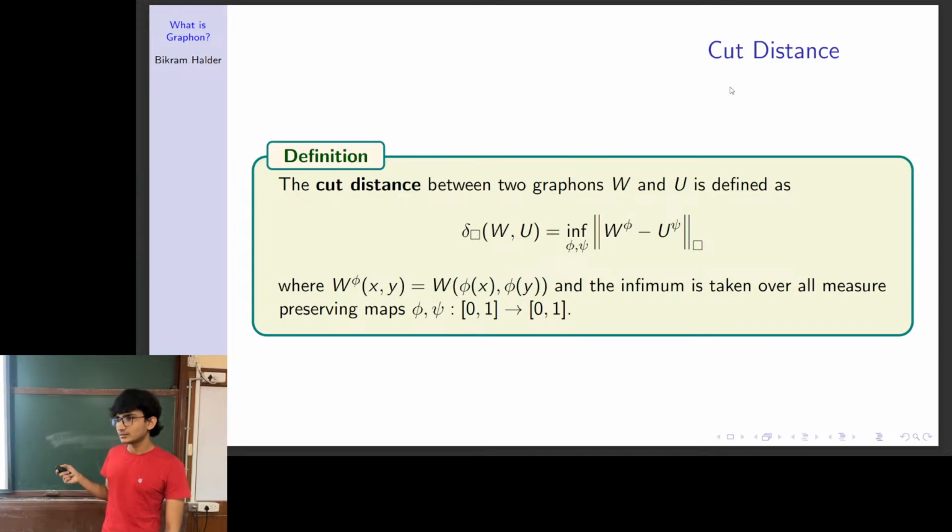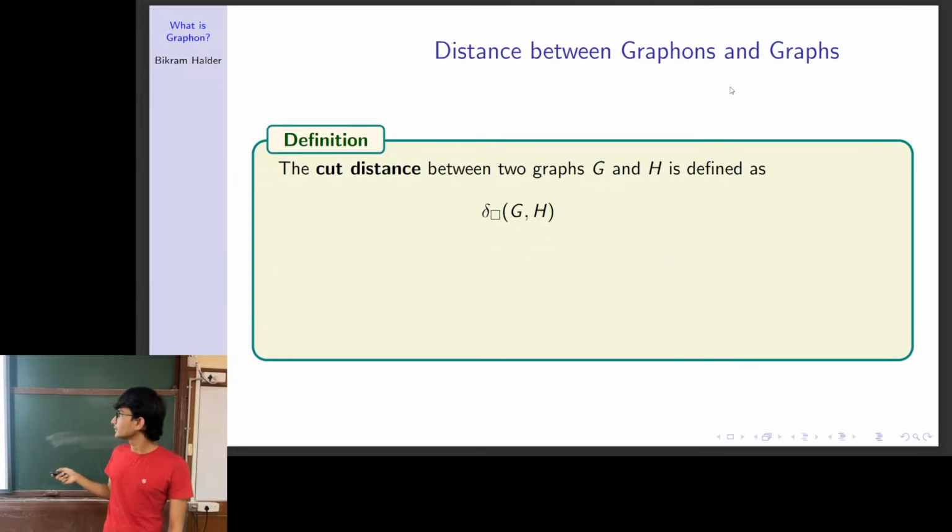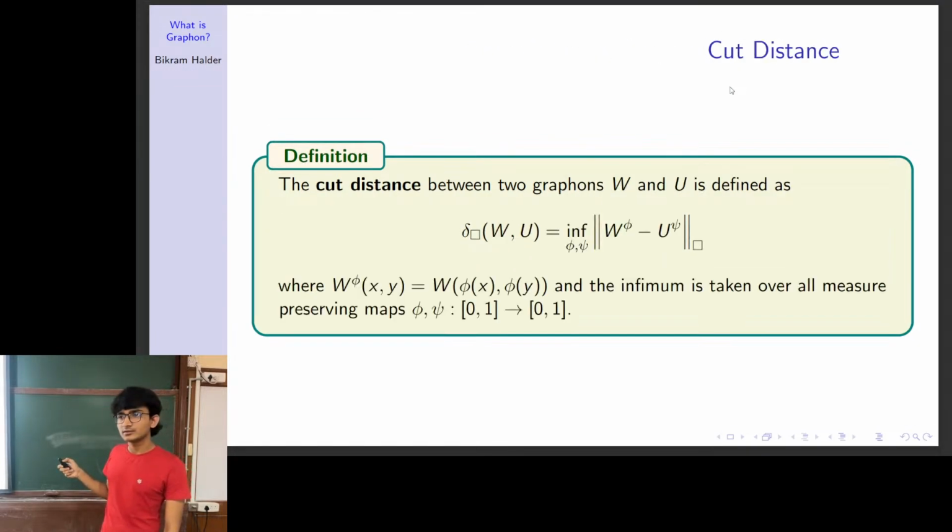We just permute the vertices. So in our discrete sense, we are permuting, and in our continuous sense, we are just giving a measure to the unit interval.